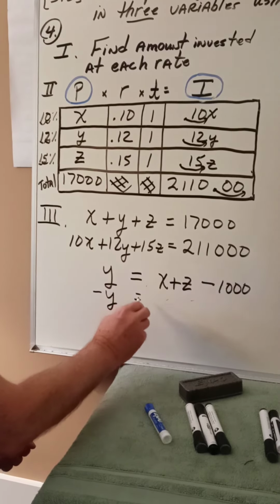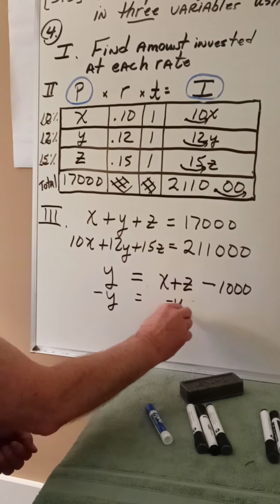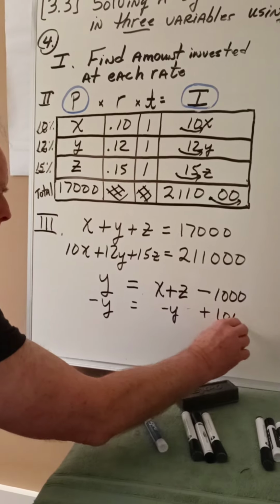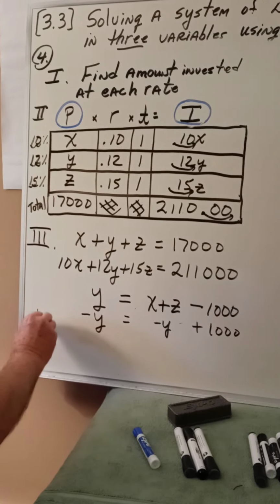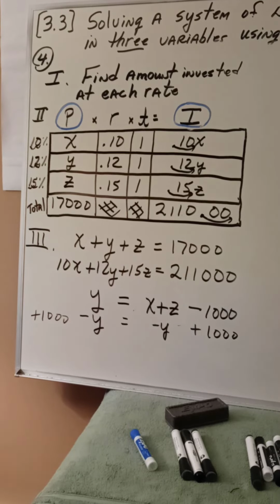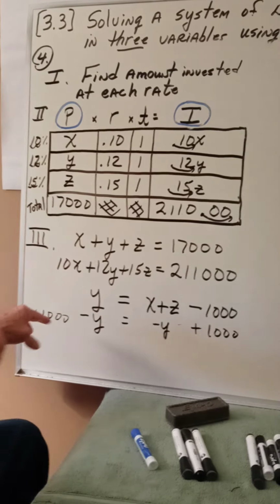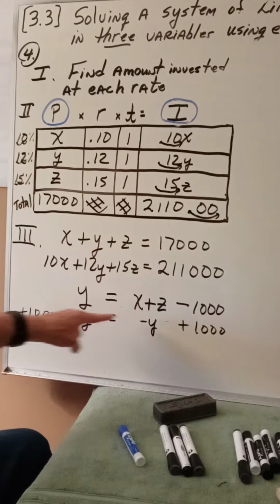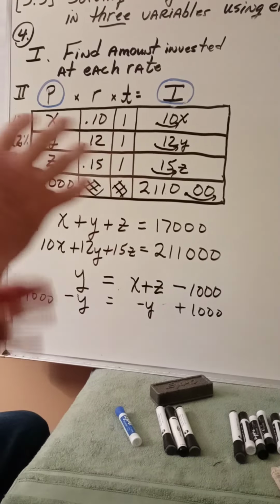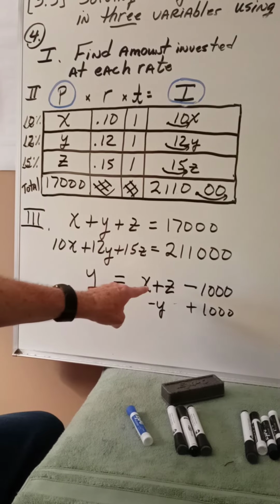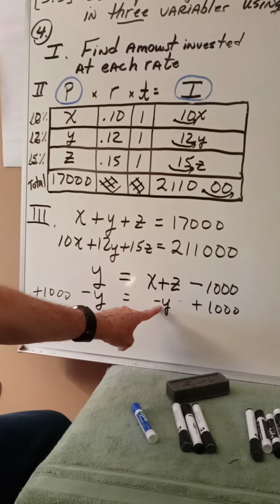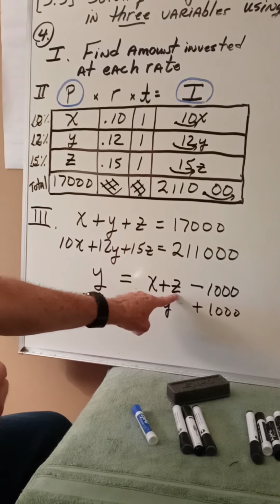Minus y is equal to minus y. Positive 1,000 is equal to a positive 1,000. Let me go ahead and write this one down first, because we've just been working with it. And I'm going to kind of turn it around if it's all right with you. We have x minus y plus z.